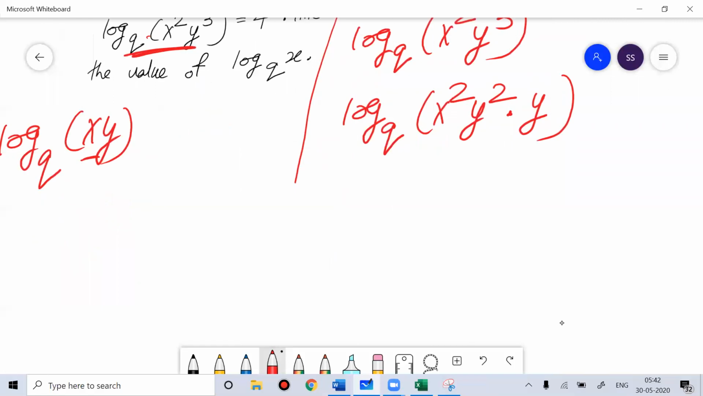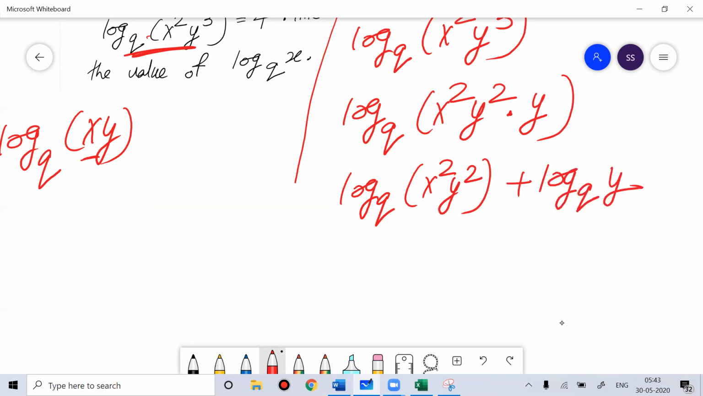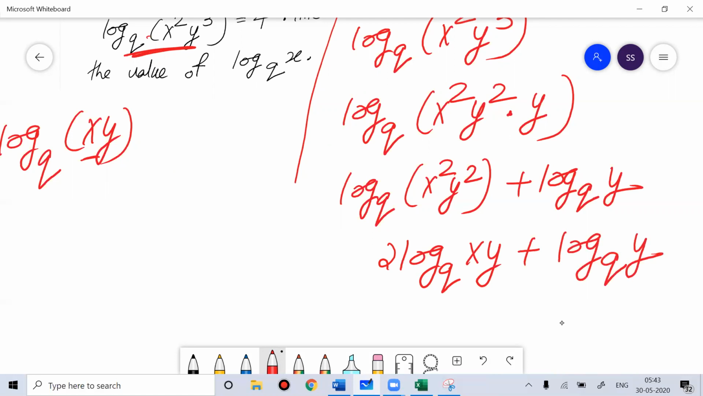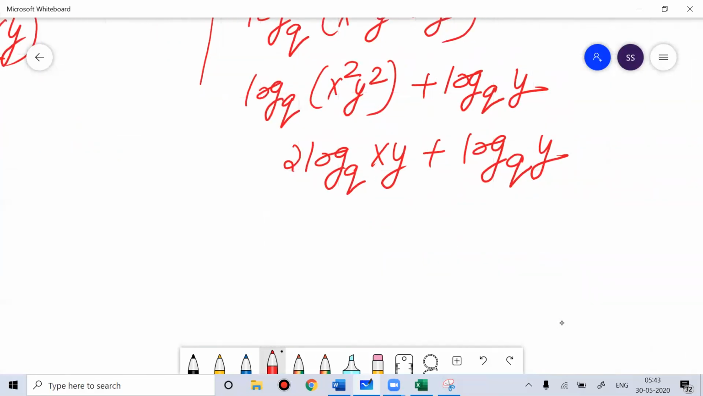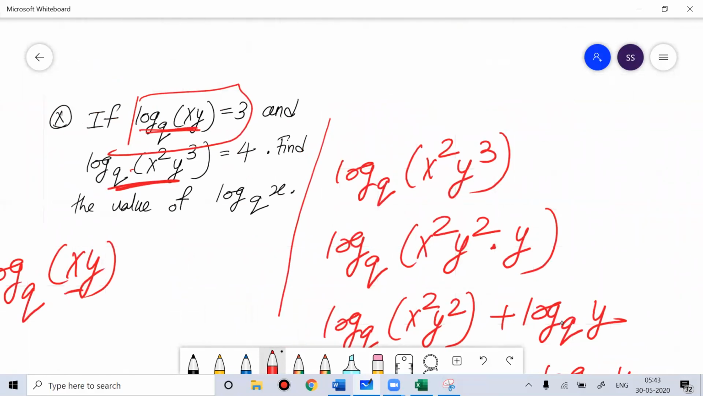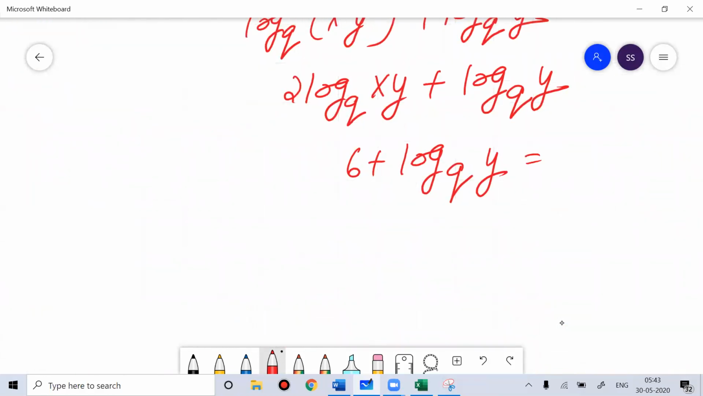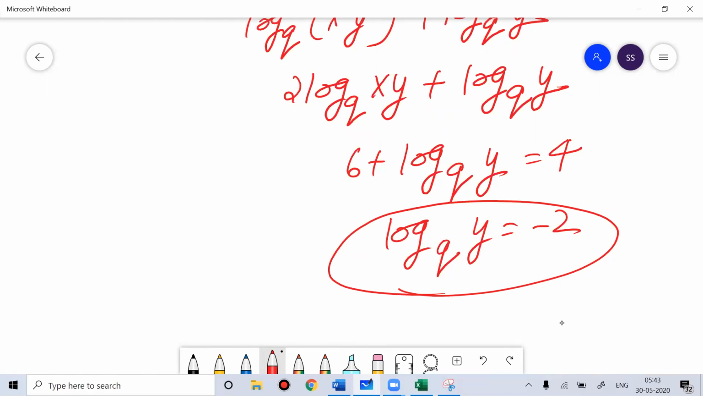Okay, so then it would give me what? Log of base q, so this is a into b. This is a into b, which means log of q y. So a into b means a plus b. So I can write this as log of base q xy plus log of q y. Okay, so this value is 3, this is 6 plus log of base qy, and I believe this value is given to you as 4. So the value of log base qy is equal to minus 2. You got this answer. Simple.